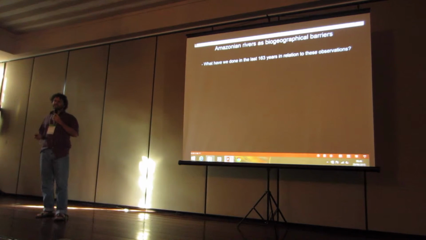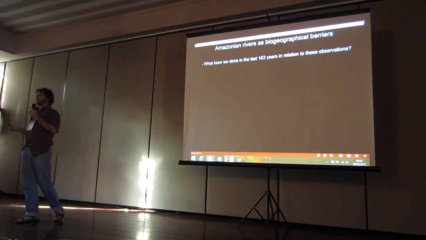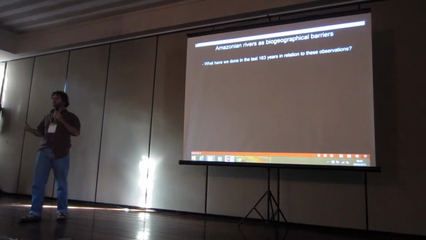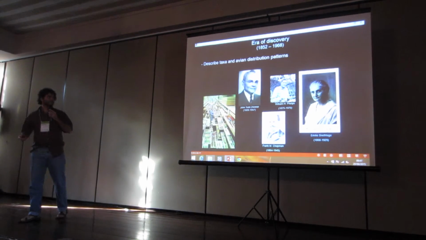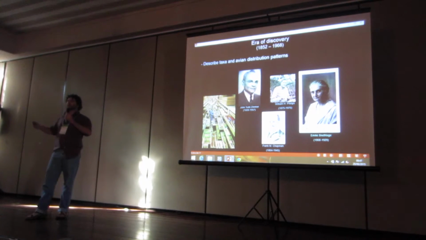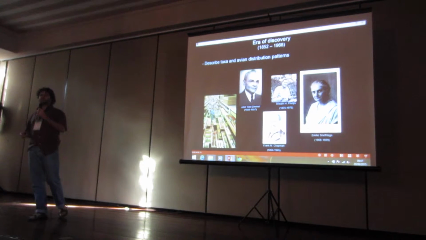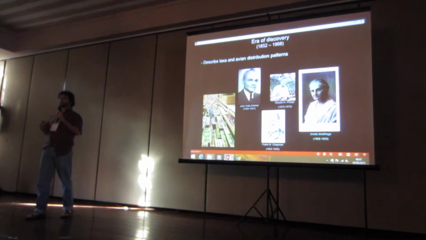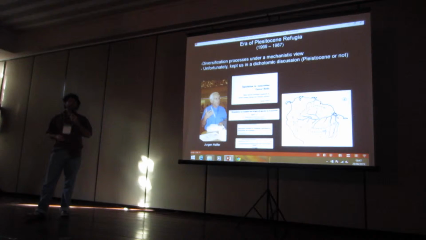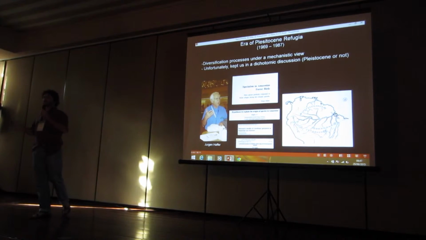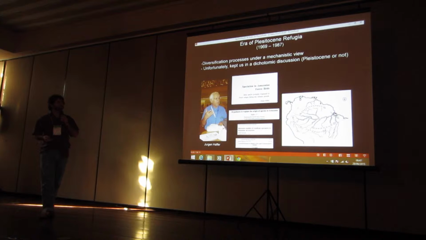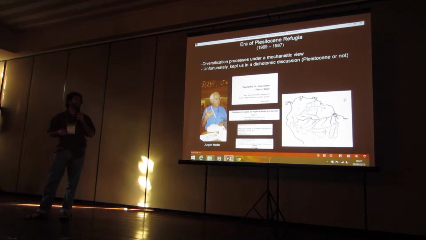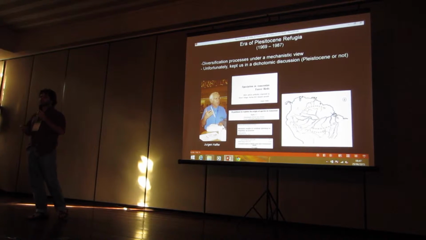So I think it's now a fair question to ask, what have we actually done in the last 163 years in relation to these observations? Have we advanced or not? I divided our time, and we took more than 100 years to basically describe the taxa and distribution patterns, and we're still doing so. Then we took another 20 years to deal with the great Jürgen Haffer and his refuge hypothesis, which unfortunately kept us in some dichotomic discussions about the timing, Pleistocene, pre-Pleistocene.